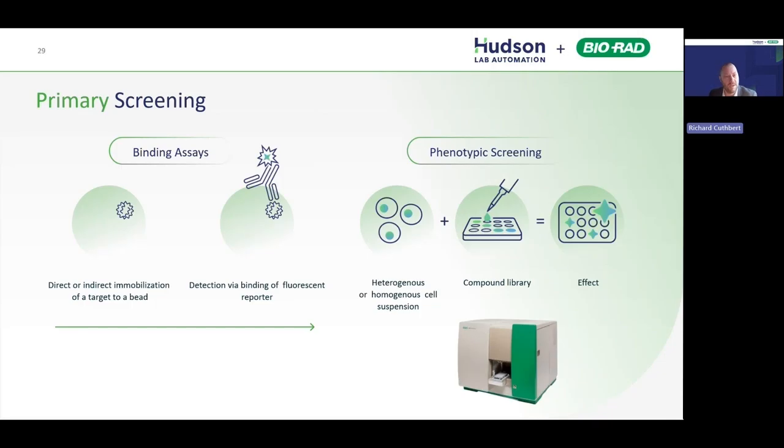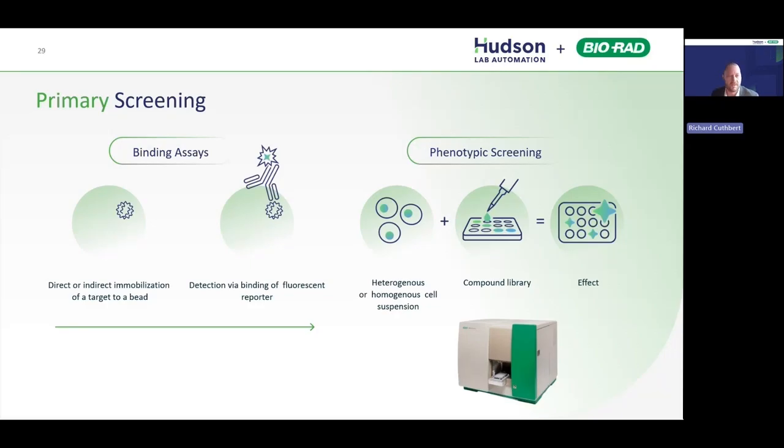Binding assays are common in antibody discovery. Here you have a target expressed on a bead or cell surface, and you look for binding of a labeled candidate to that target. The advantage of using flow cytometry for this is not only does it facilitate multiplexing, allowing you to look at multiple things simultaneously, but if your target is expressed on the cell surface in vivo, then it's in its natural context. It will be folded correctly.